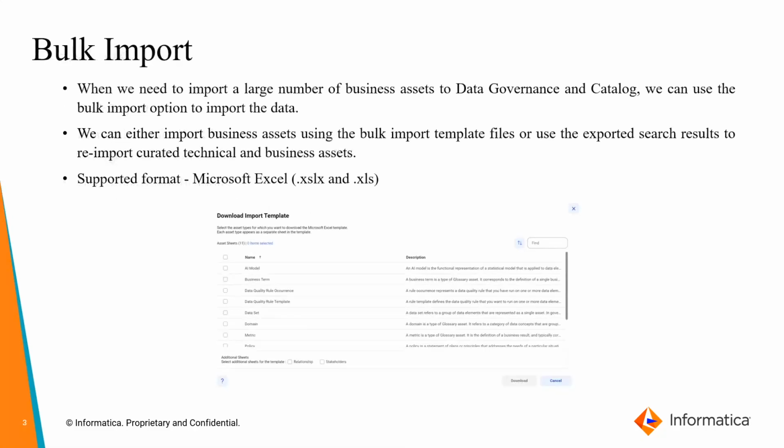Let's see what bulk import is and when to use it. When we need to import a large number of business assets to data governance and catalog, we can use the bulk import option to import the data. We can either import business assets using the bulk import template files or use the exported search results to re-import technical and business assets. Supported formats are .xlsx and .xls of Microsoft Excel. As said, in this video, we will look at how to modify or delete assets using bulk import.